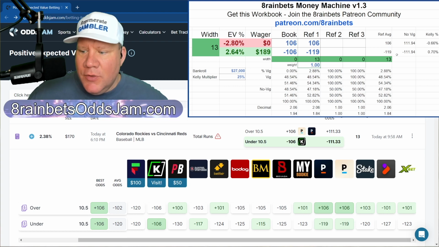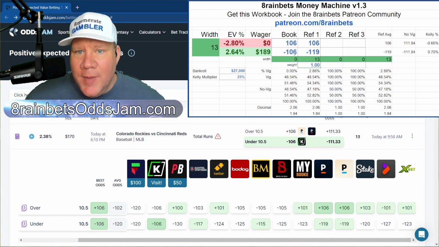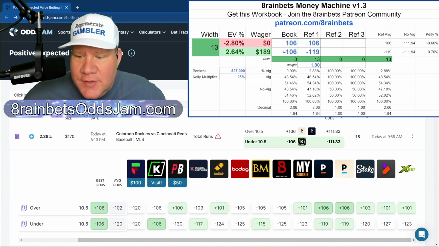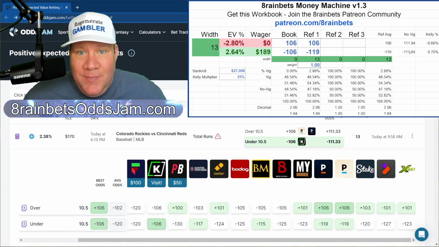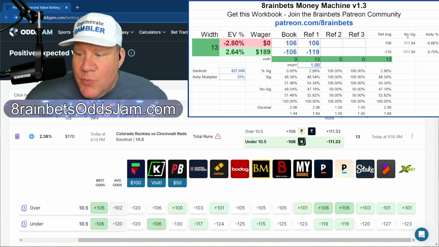And that's what this money machine is designed to do. But what we're caring about here is this No-Vig calculation, which is what we actually use to determine whether or not this minus 106 is a positive EV play. All it's doing is looking at this book amount and comparing it to the No-Vig line. Minus 106 is cheaper than minus 111. That means we have a positive EV play to make. That's it.